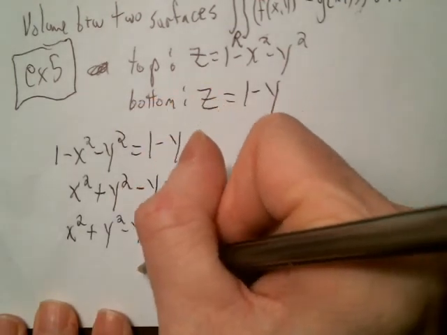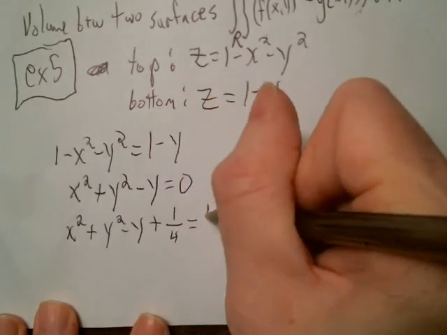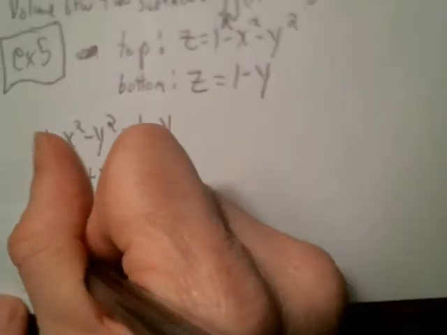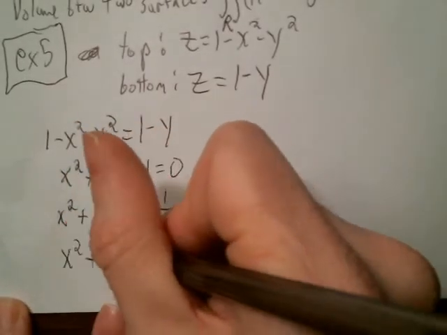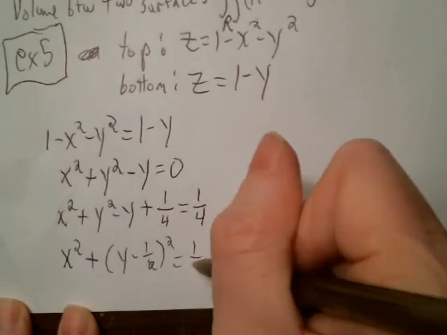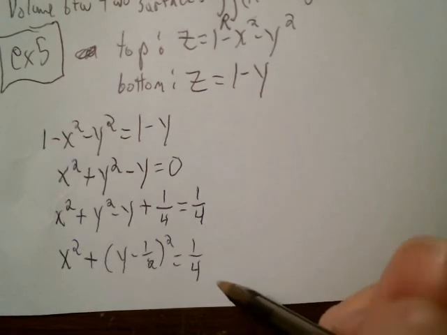It's negative 1 over 2. So if I square that, I'll get 1/4, and I add it to the other side to keep it in balance. Factor, so I have x squared plus (y minus 1/2) squared equals 1/4. And certainly if we were in 2 dimensions, this is the equation of a circle.